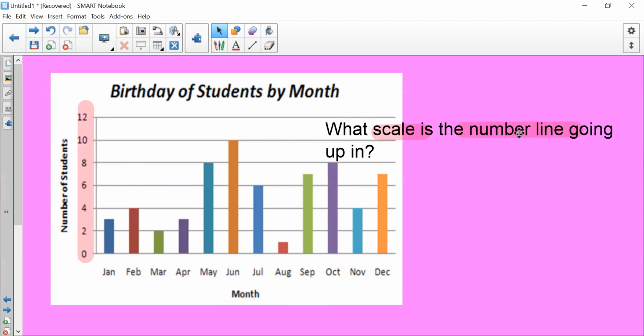What scale is the number line going up in? So find the scale and then have a look how many are between each number. Now they might go up in ones, they might not, depending on the scale. So have a pause of the video and see if you can work it out. Well done if you recognised, it is your 2 times table, so going up in jumps of 2.